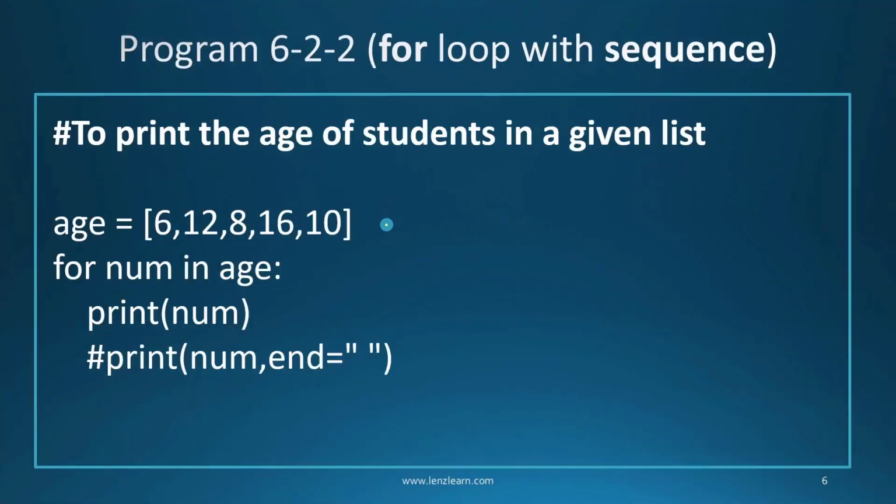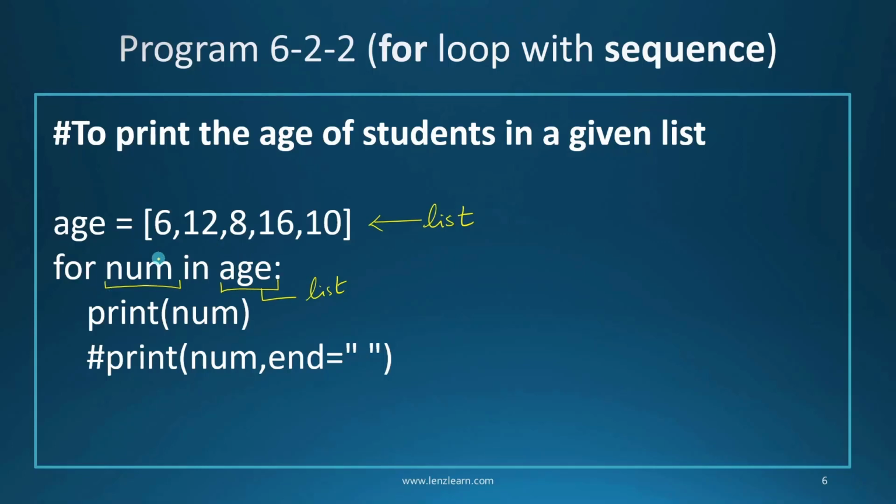Now in the next program we are going to study how a for loop is going to work with a list, right? Here we have created a list age which has a set of ages stored in it. So we have ages 6, 12, 8, 16 and 10 stored inside it. Now you can see we have a for loop with control variable num, right? And then we have the keyword in, and after that I'm specifying the name of my list, which is age. So you can assume that now we have the values 6, 12, 8, 16 and 10 over here, right?